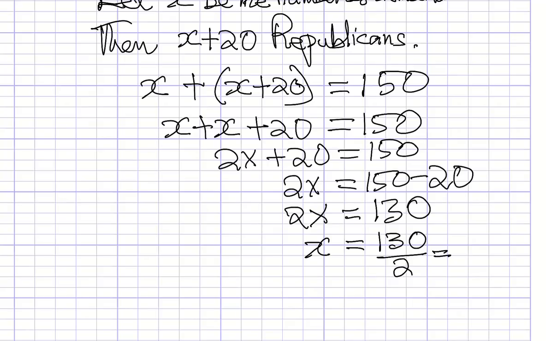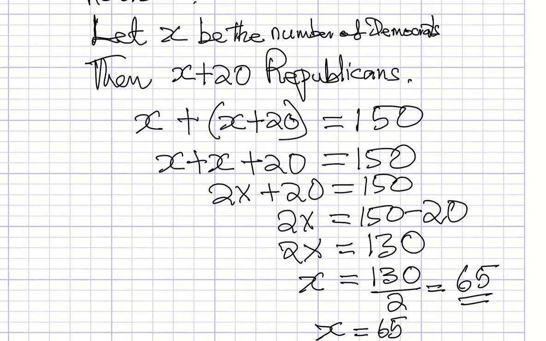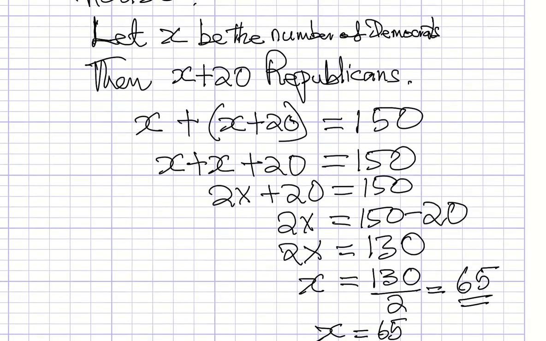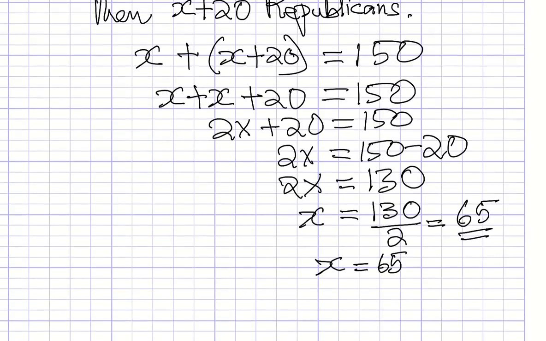And then you divide that, what do you get? You get 65. So we got x equals 65, right? So that means, remember what x means? x means the number of Democrats. So the number of Democrats is supposed to be 65.